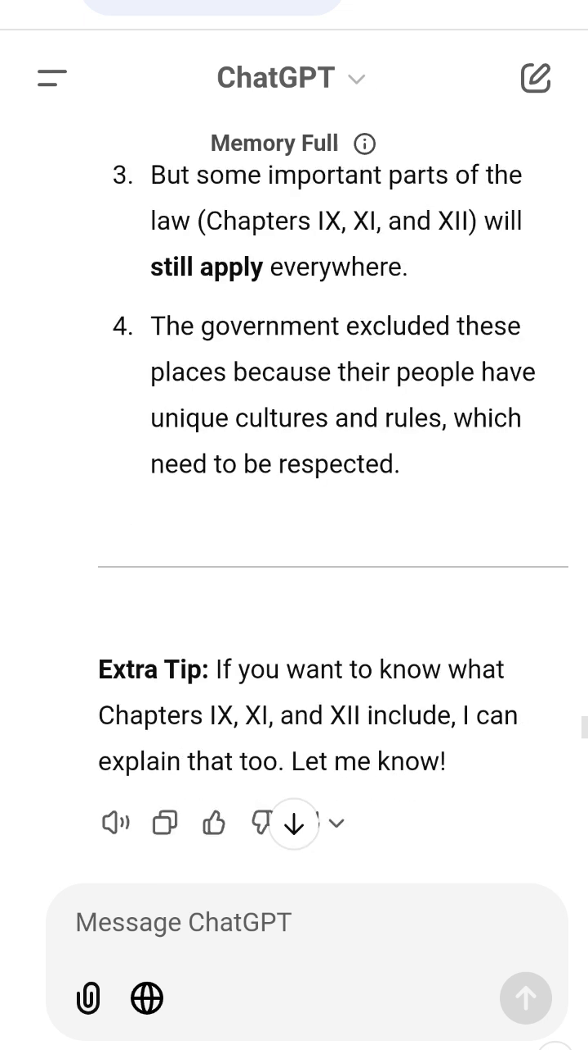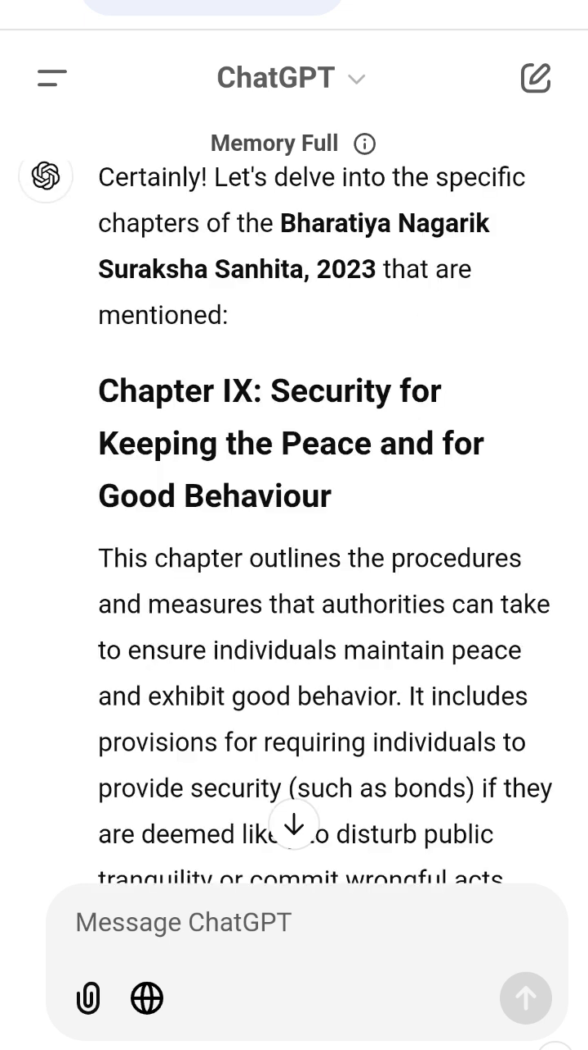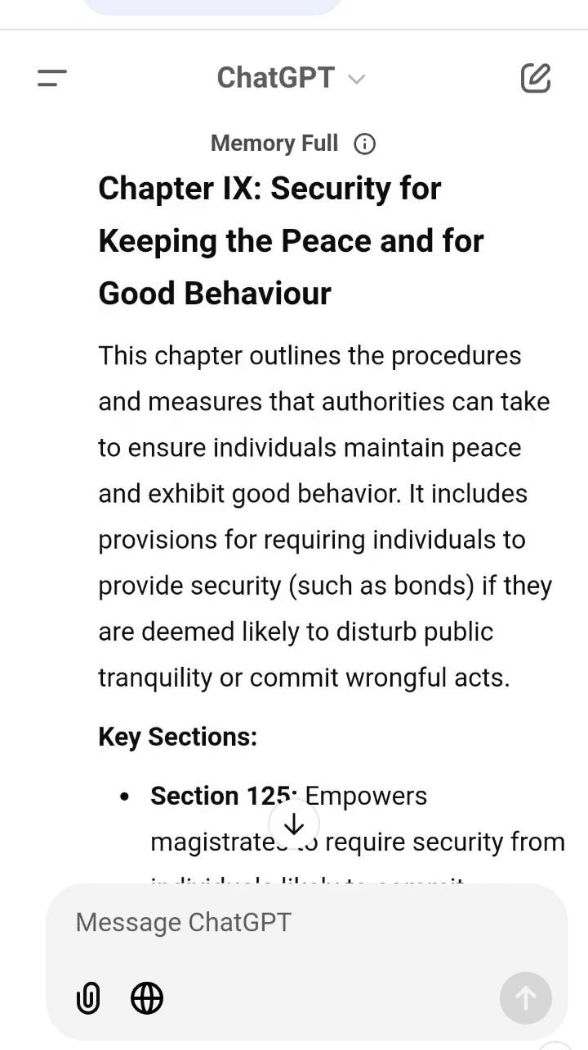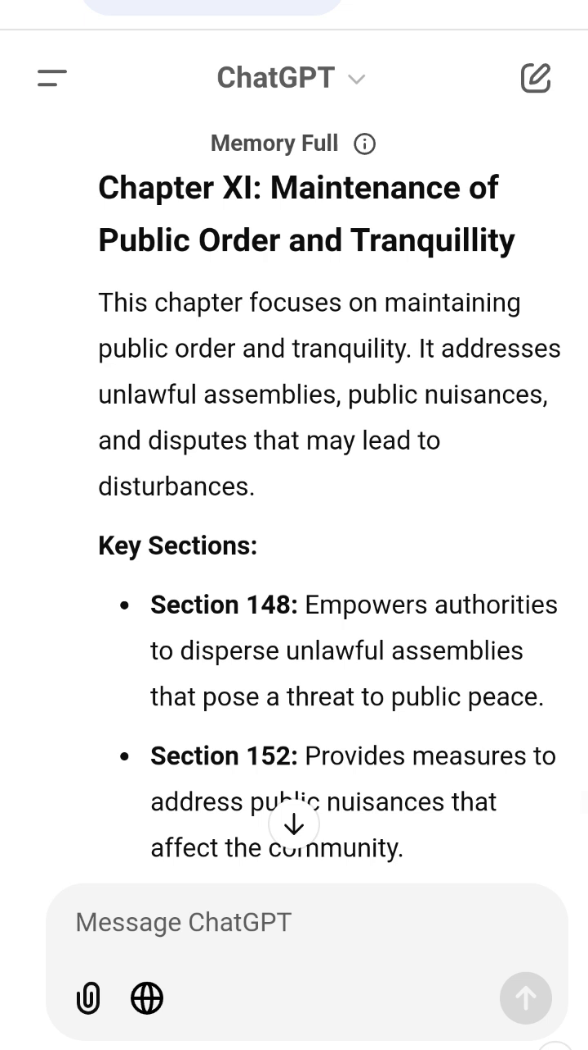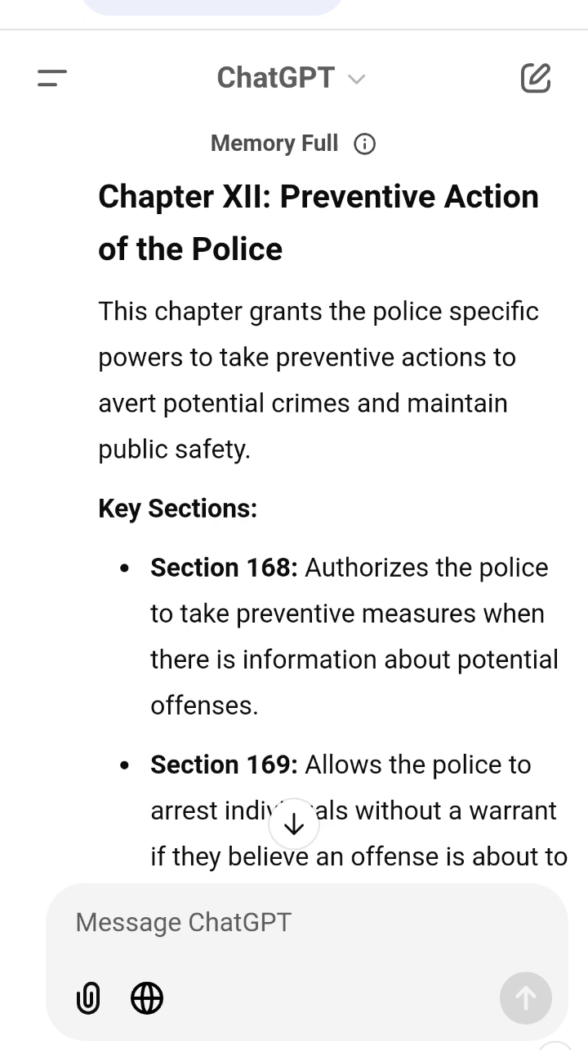Final explanation, in the simplest words. 1. This law is called Bharatiya Nagarik Suraksha Sanhita 2023. It is made to protect the safety of Indian citizens. 2. Most of this law will not work in the state of Nagaland and tribal areas in India. 3. But some important parts of the law, Chapters 9, 11, and 12, will still apply everywhere. 4. The government excluded these places because their people have unique cultures and rules which need to be respected.